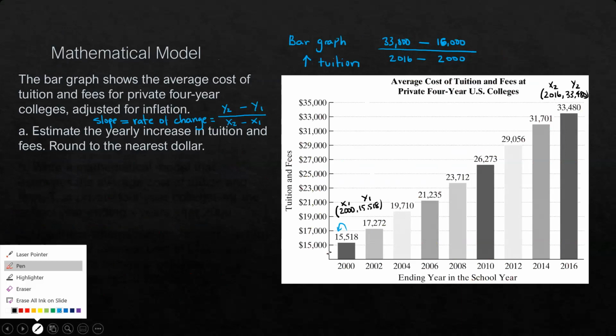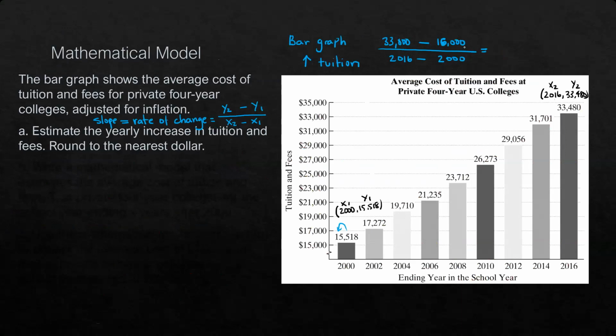Going back to our computation here, this will be 17,000 over 16. Almost. I guess I'll use my calculator now. Divided by 16, this is roughly 1,062.50. Yes, I did use a calculator, I understand that. So approximately, tuition has been increasing.